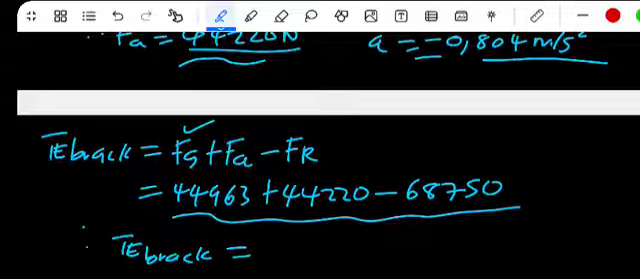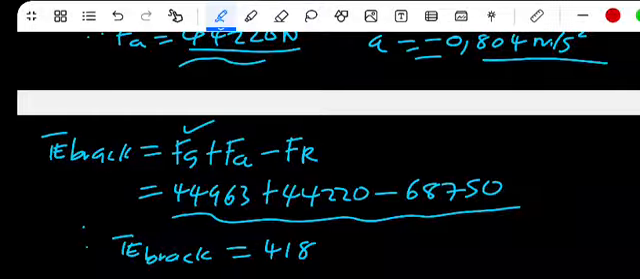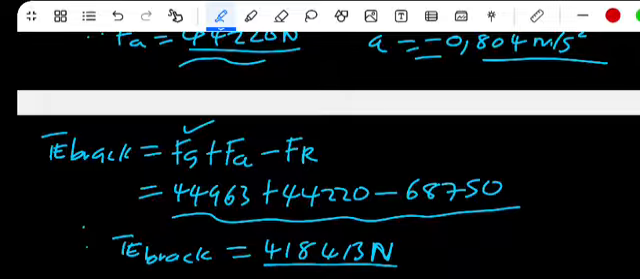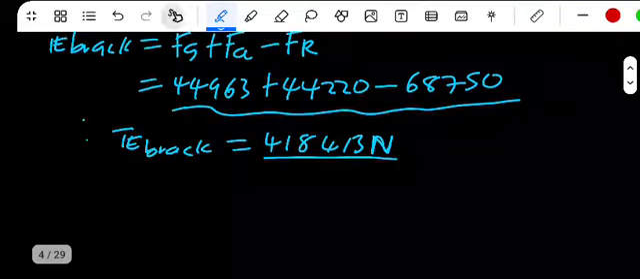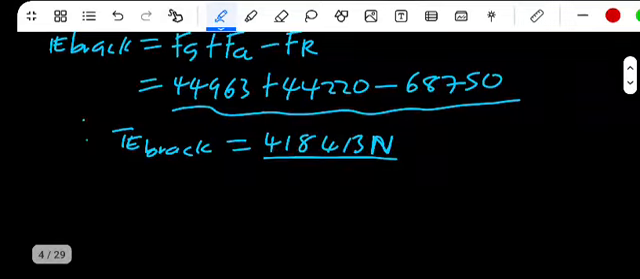You'll see this will be 418,413 Newton, obviously. So this is what we have obtained, what is needed. So we are done with this.